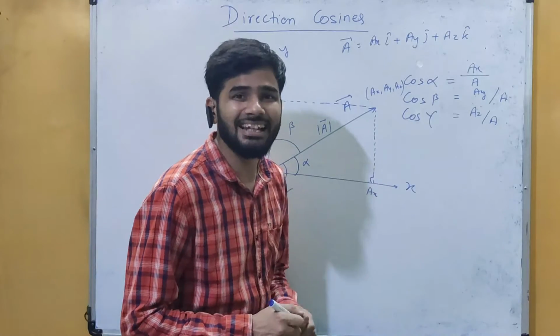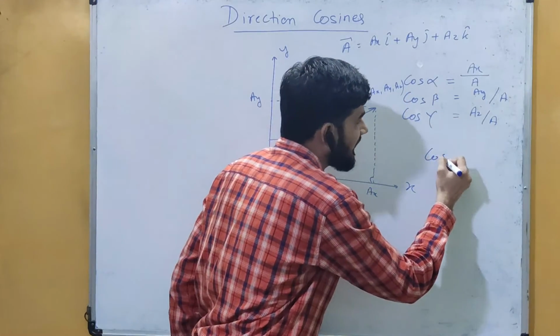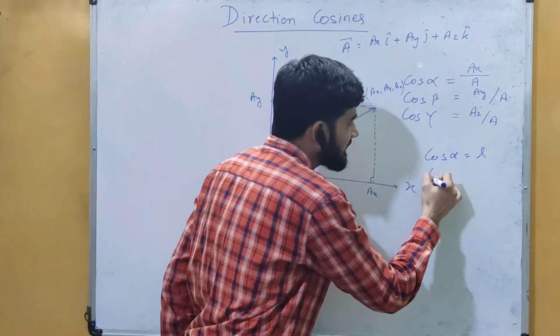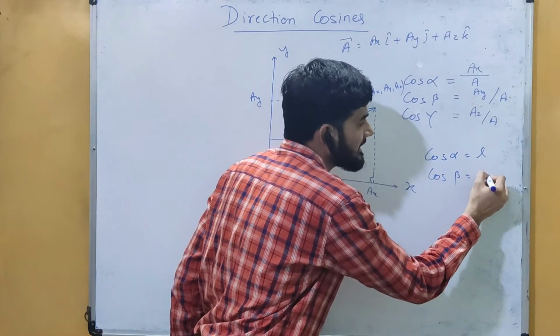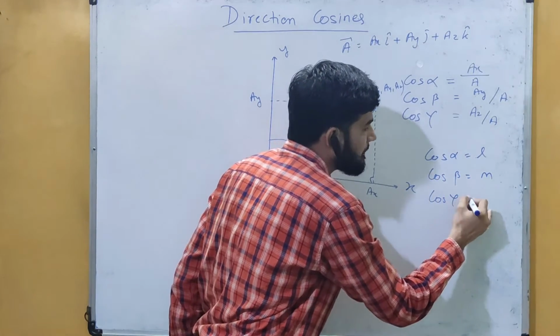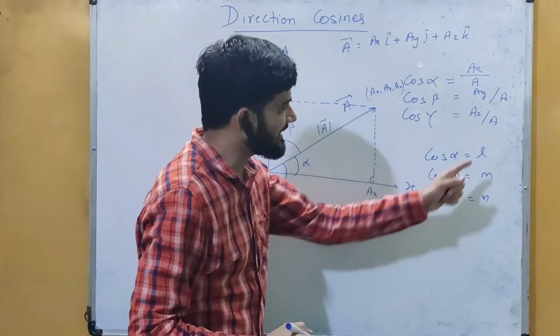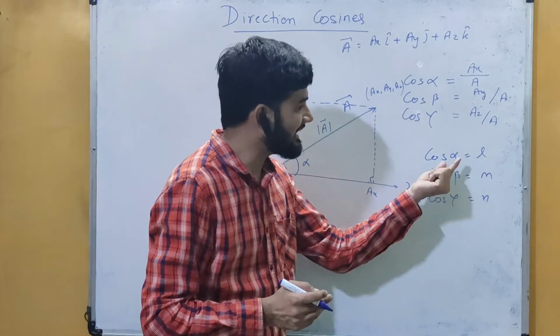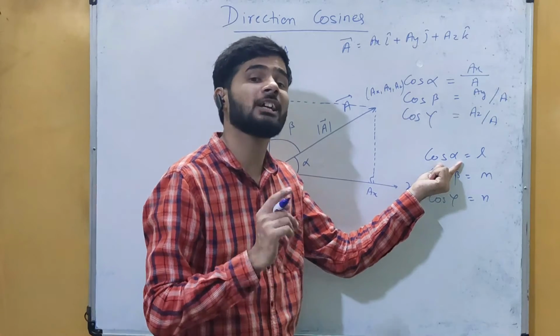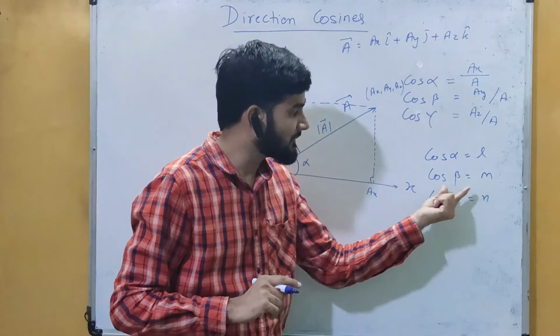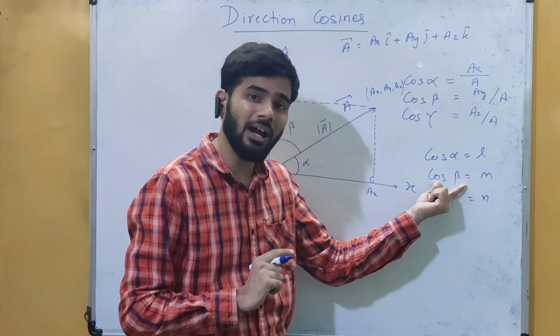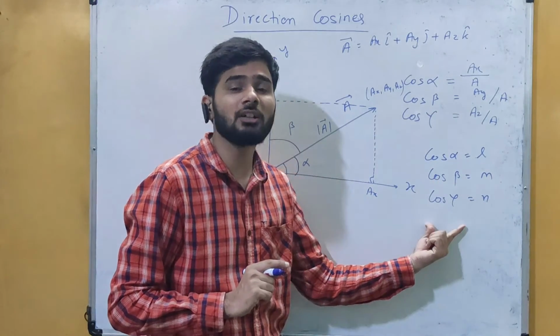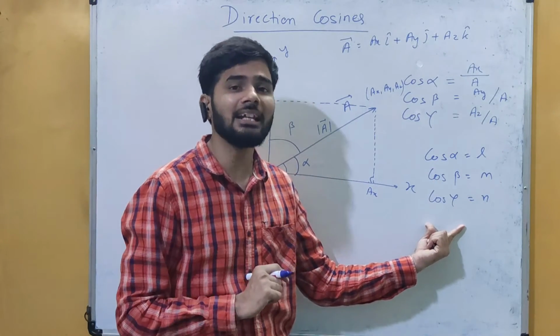Here in these direction cosines, this cos alpha is represented by L, this cos beta is represented by M and this cos gamma is represented by N. So this L, M and N represent the direction cosines. This L represents cos of alpha, that is the angle with the x-axis. Similarly M is cos beta, that is the angle with the y-axis, and this N is cos gamma, that is the angle with the z-axis.